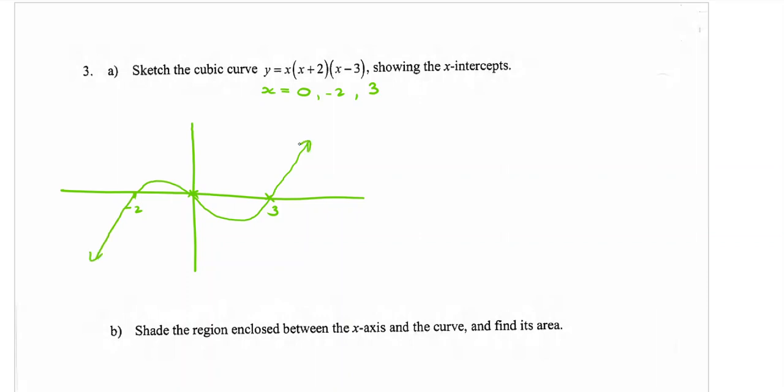You can always sub in a number. You can sub in 1, for example, and it will give you a negative down here to tell you that part's below. You can sub something in if you forget which way the arms go.